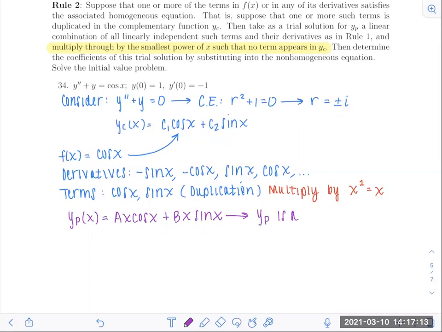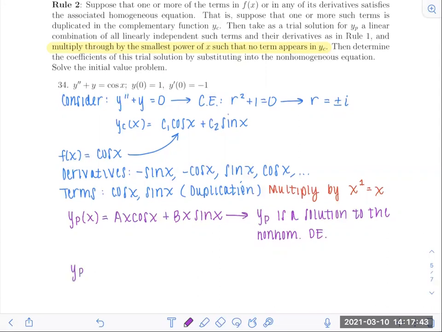So here's where I like to remind you, what is yp? yp is a solution to the non-homogeneous differential equation. What that means is I should be able to plug it back into the original DE, and this should satisfy it. When I look back up at the original DE, I have y and y double prime. I don't need y prime. But let me go ahead and compute y double prime so that I can plug it in.